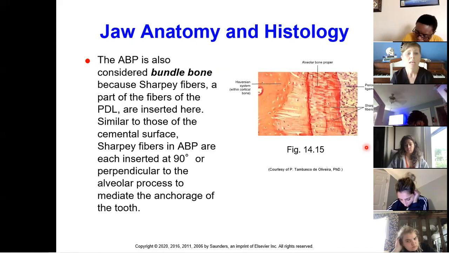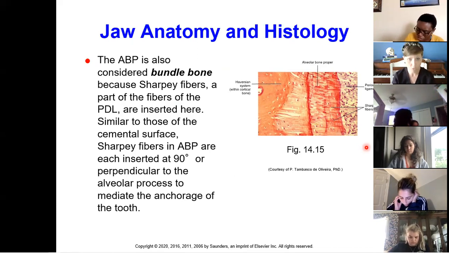All right, so the alveolar bone proper is also considered bundle bone because Sharpey's fibers, as a part of the fibers of the periodontal ligament, are inserted there. Similar to those of the cemental surface, Sharpey's fibers in the alveolar bone proper are each inserted at a 90-degree angle, or perpendicular, to the alveolar process to mediate the anchorage of the tooth.